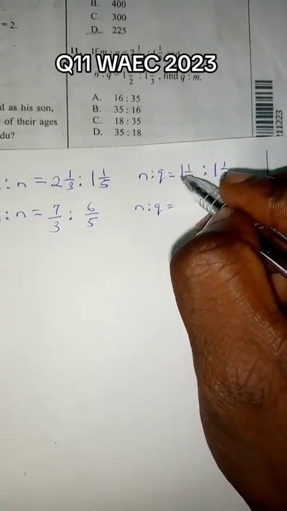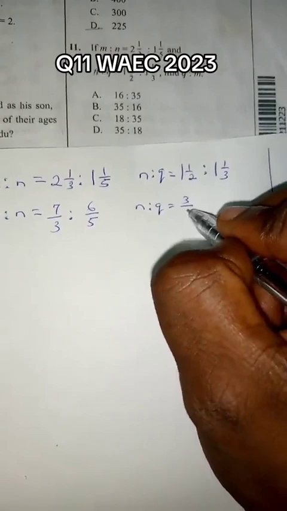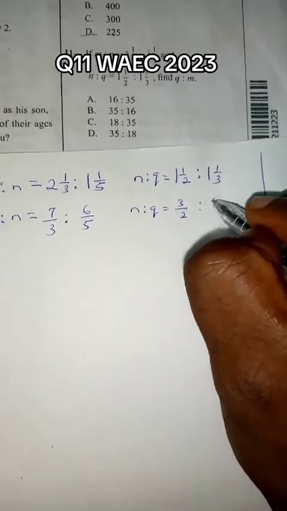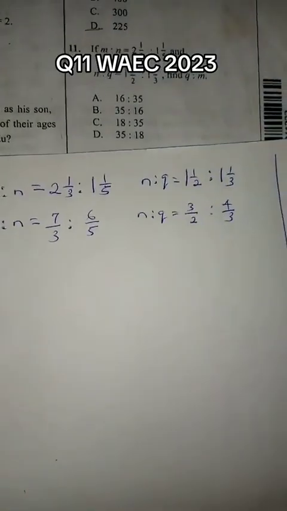2 multiplied by 1, 2 plus 1, 3. 3 over 2 ratio 3 multiplied by 1, 3 plus 1, 4. So that is the improper fraction.